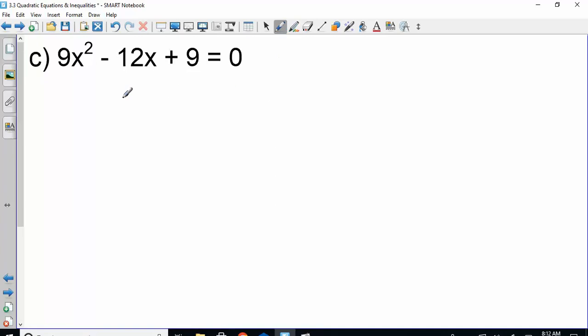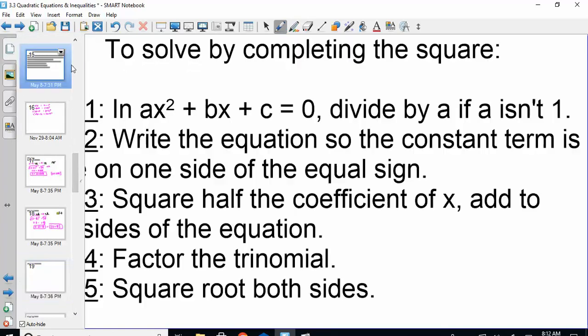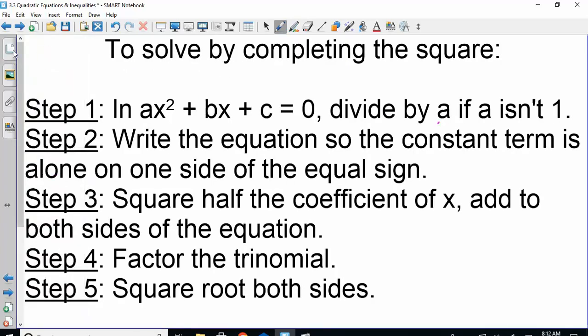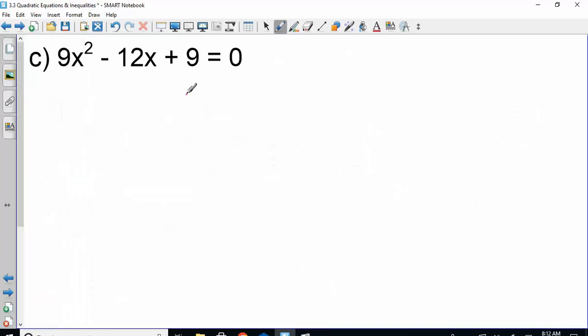This does have a GCF. If you want to go ahead and take that out, you can. It will also take care of it in the next step. I told you that when we complete the square, A has to be 1. So if it's not, we have to divide everything by A. So in this case, we have to divide everything by 9. So we get x squared. Let's keep fractions over decimals. So 12 over 9 would reduce to 4 over 3.